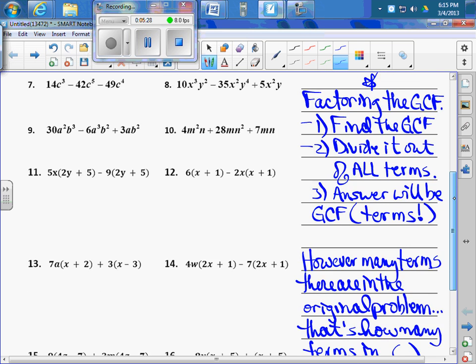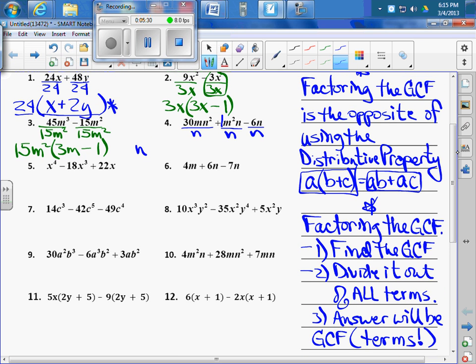So let's take a look at number 4. When we factor out the n, I get 30. I bring down the m. N squared over n is n, plus m squared, the n's cancel, minus 6, the n's cancel. So we have n times the quantity 30mn plus m squared minus 6. We have 3 terms to start with, and we have 3 terms in our parentheses.